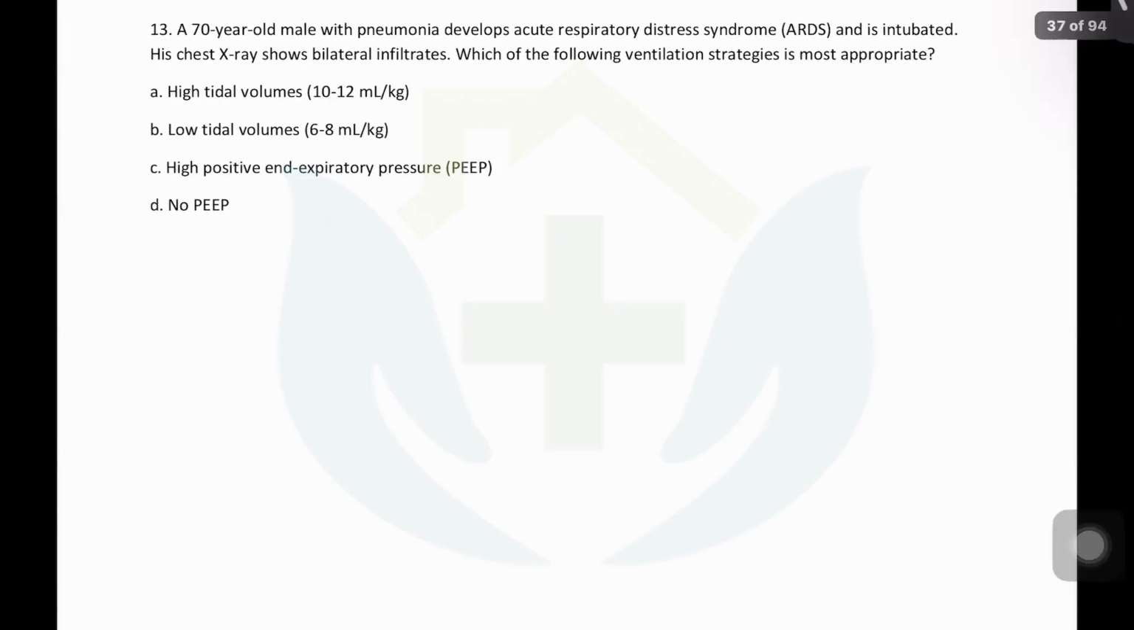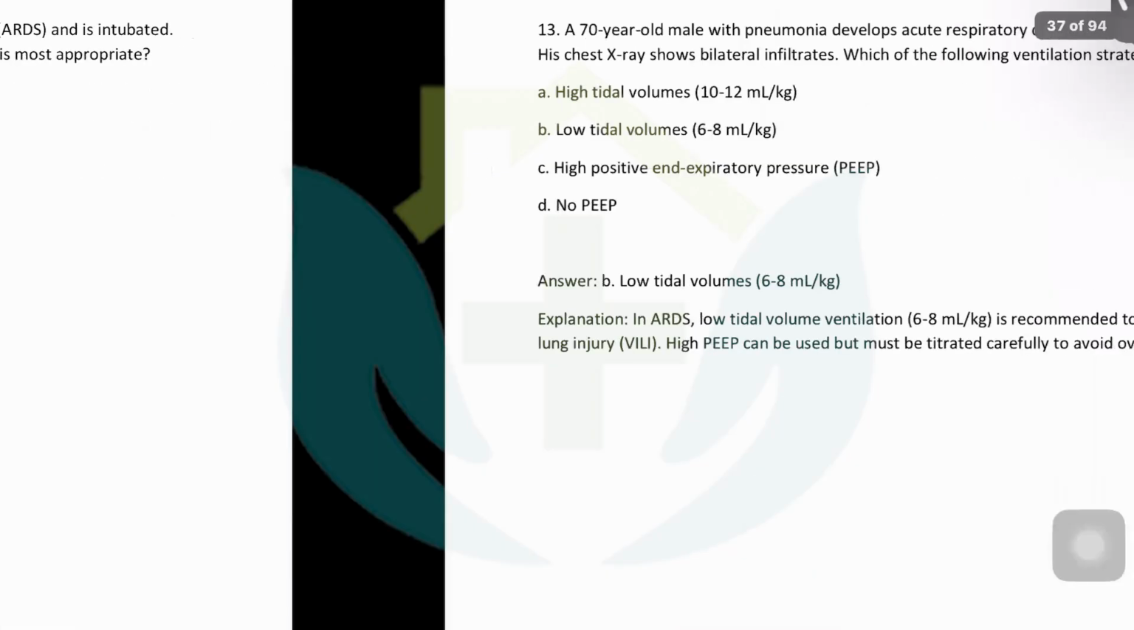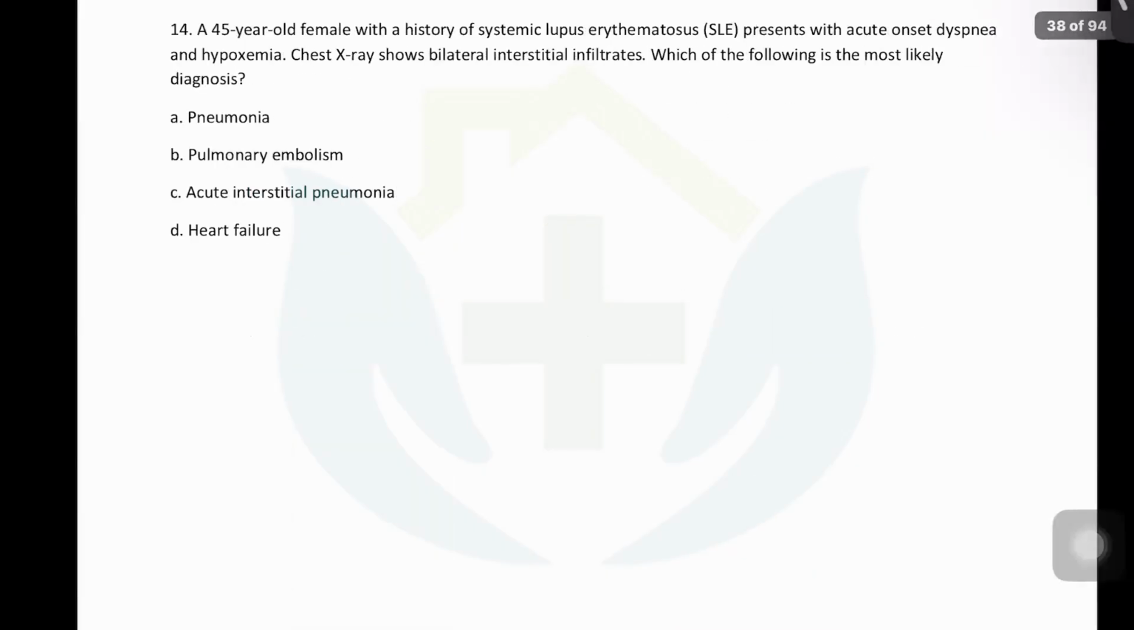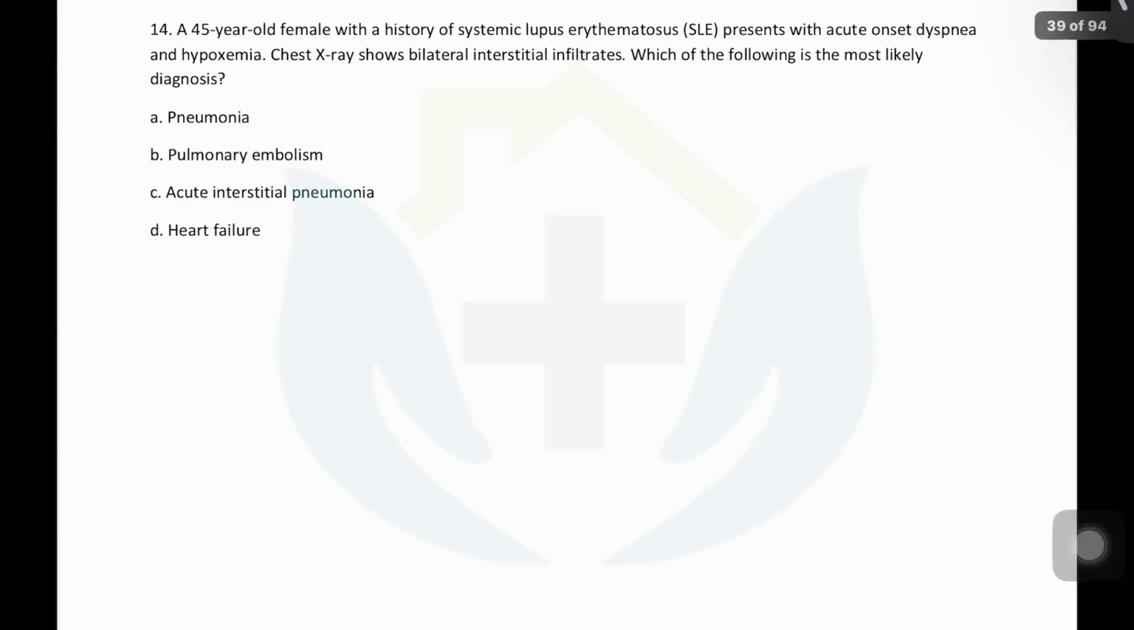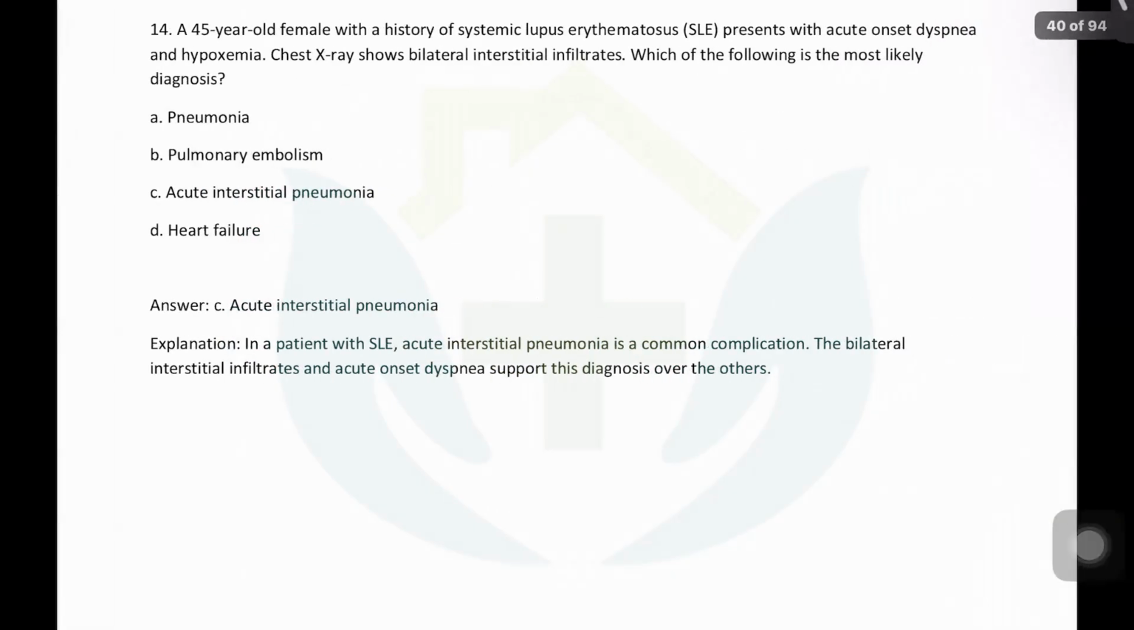So a 70-year-old male with pneumonia develops ARDS, is intubated, X-ray shows bilateral infiltrates. Which of the following ventilation strategies is appropriate? It is 6 to 8 ml per kg. Low tidal volume, it is kind of a repetition. A 45-year-old female with history of SLE presents with dyspnea. This is acute interstitial pneumonia.